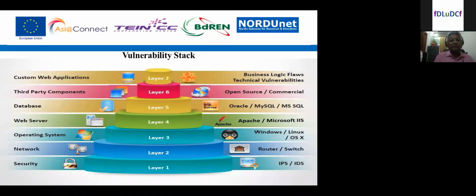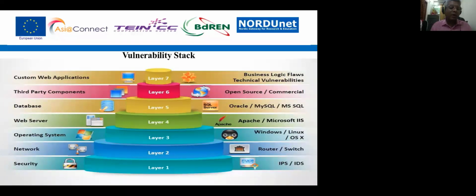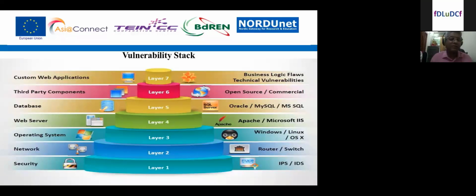So what are the vulnerabilities? Vulnerability stacks. We have 7 vulnerability stack layers here. In layer 1 there is a security layer, layer 4 is the web server, layer 5 is the database server, and the last one, layer 7, is custom web applications. So these are the vulnerability stack layers.